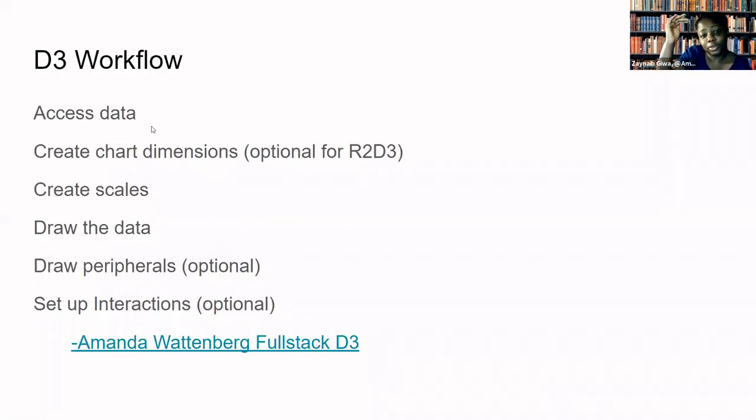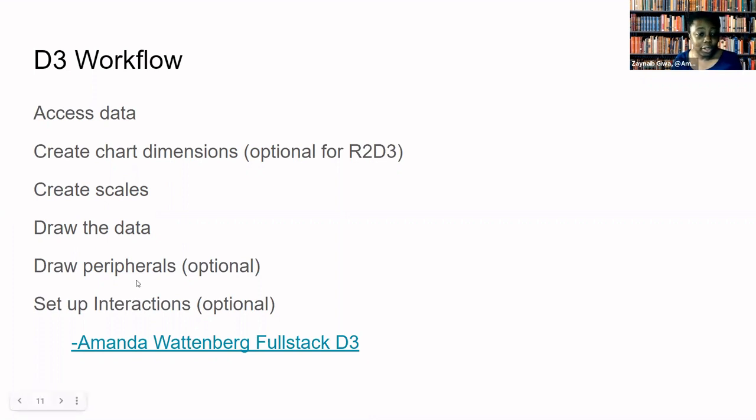So the normal workflow of D3: first you need to access the data. Then, if you're working with regular HTML, CSS, D3, you create your chart dimensions. The good thing about R2D3 is you don't have to worry about that. Your chart dimensions are based on the viewport. Then you create your scales. The scales help you map your data onto the SVG canvas. Then you draw your actual data.